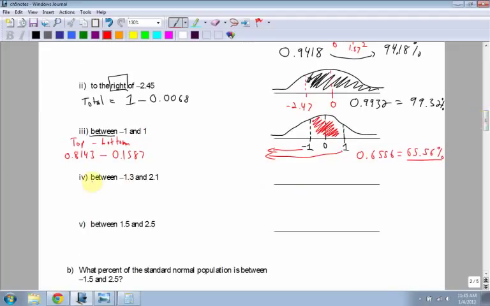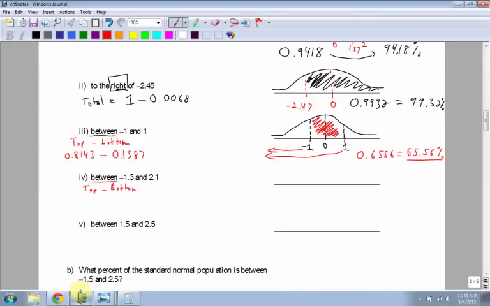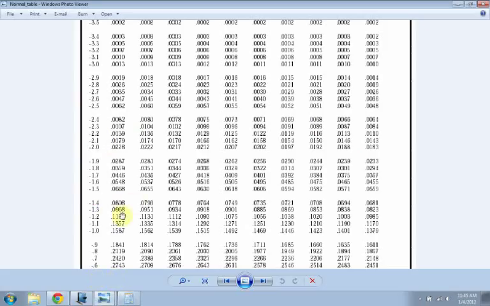Same thing, so I have between -1.3 and 2.1. So again, I take the top minus the bottom, and the top value is 2.1, so I'm going to have to look at my positive Z table. It's just 2.1, so it's going to be 0.9821. The bottom is -1.3, and again, it's just the first one, I'm not going over any, is 0.0968.